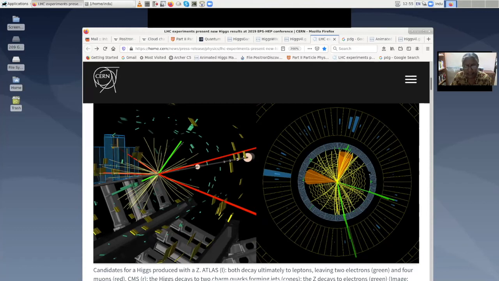And CMS had a huge Indian contingent actually, which was part of this. By the way, the top quark discovery also had a huge Indian component. Maybe you can read about it. So you can see that in the left-hand side, you have to now look very carefully. Can you see 4 red lines? Yes, sir. So those are the 4 muons. And there are 2 green lines, which are the 2 electrons.